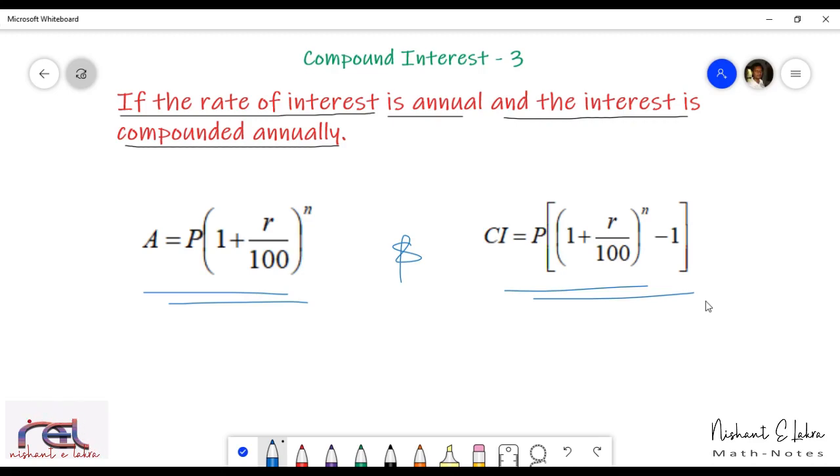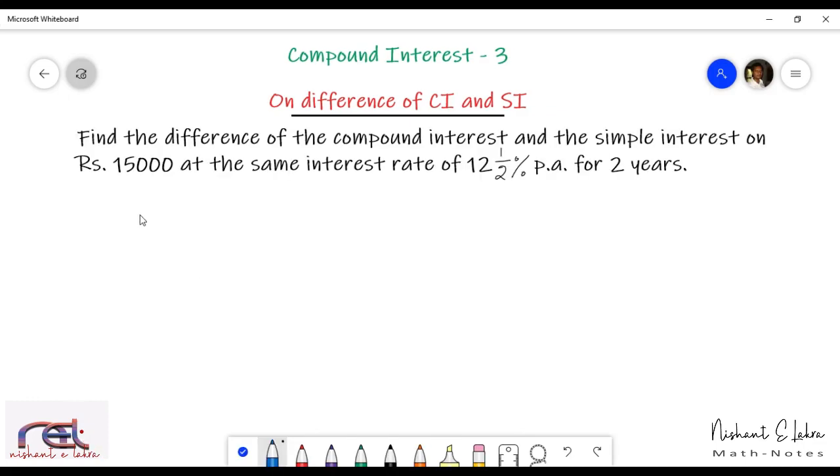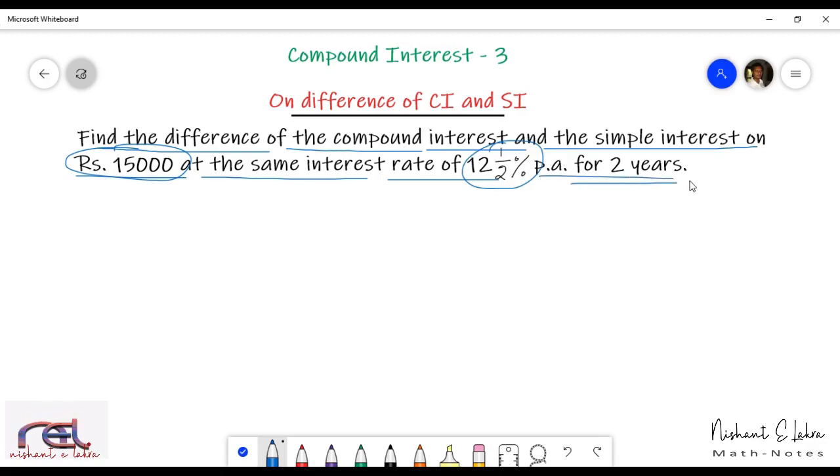So let us see one question on the difference of compound interest and simple interest. The question is, find the difference of the compound interest and the simple interest on rupees 15,000 at the same rate of 12.5% per annum for 2 years. So this is the question. Let us see how to solve it.